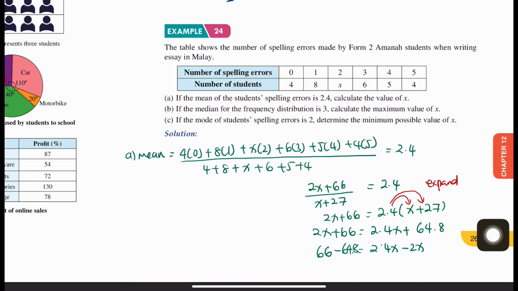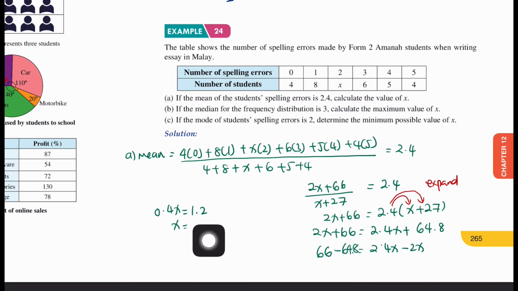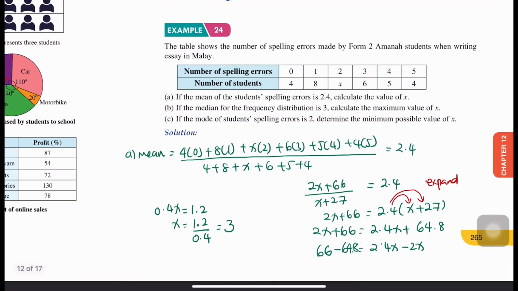you will get 0.4x equals to 66 minus 64.8, you will get 1.2. Okay, so x, darab pindah sebelah jadi bahagi, so 1.2 divided by 0.4, and the value of x is 3. Okay, boleh? Okay, kita teruskan.